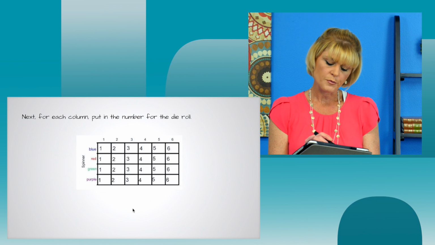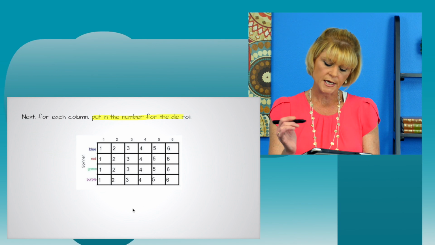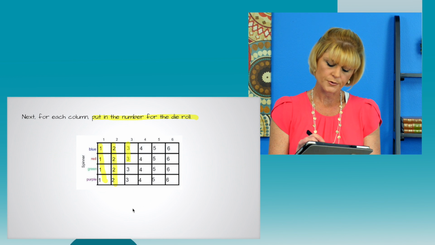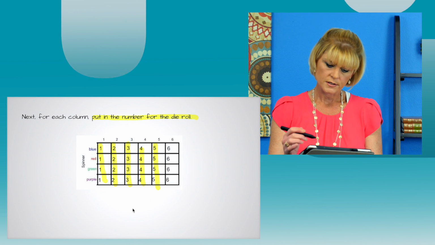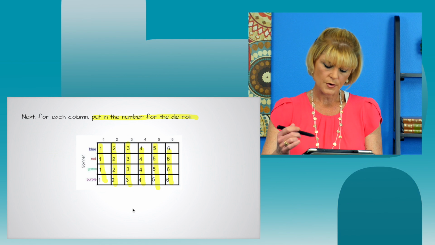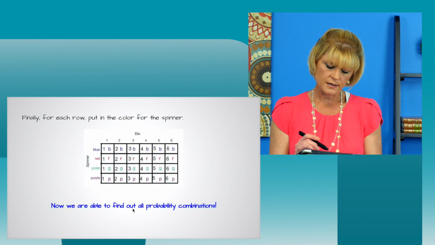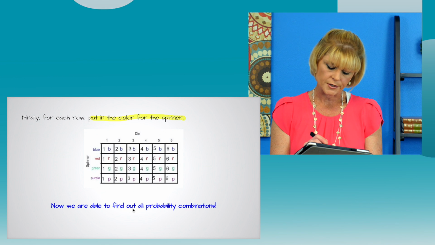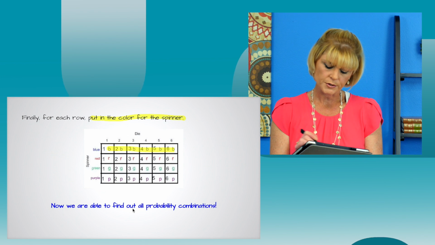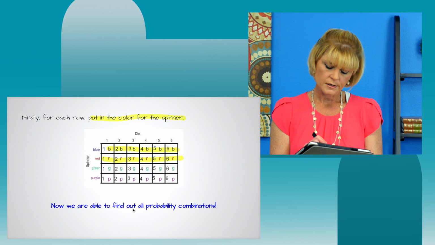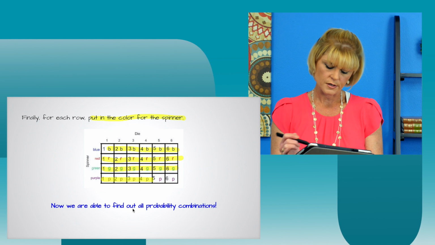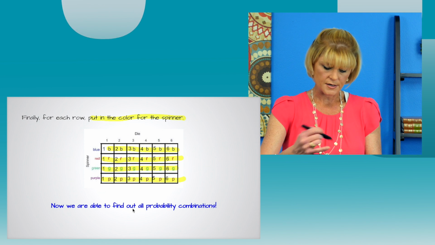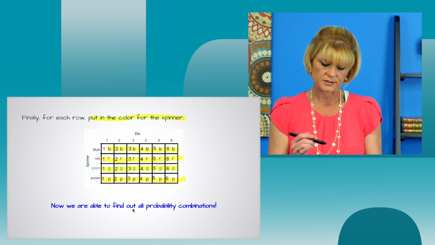Next, we would put in the number for the dice roll. So all these are 1s, all these are 2s, all these are 3s, 4s, 5s, 6s. But we're not done yet. Then finally, for each row, we're going to put in the color for the spinner. So we've got all these being blue, all these being red, all these being green, and all these being purple. So now we're able to find out all the probability combinations.